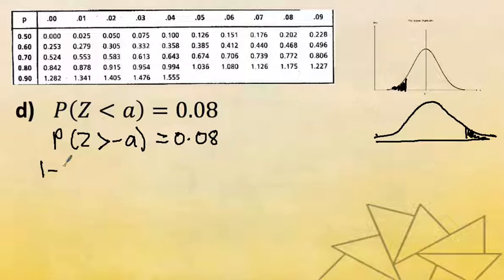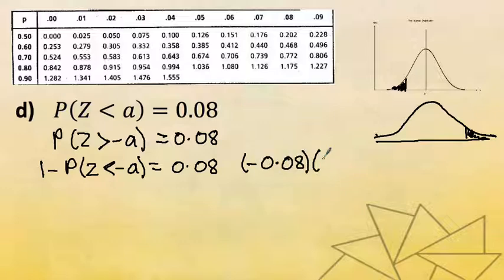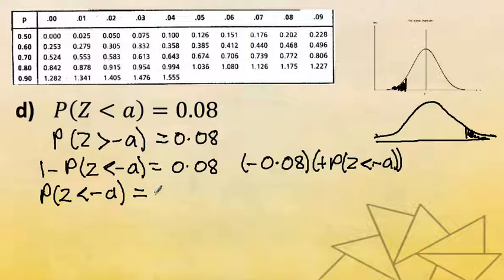This means I'm going to have to use total probability and do 1 minus the probability of Z less than minus A equal to 0.08, which means subtracting the 0.08 from both sides, not 1, and adding the probability of Z less than A, that's less than minus A, should I say, to both sides. So that I get probability Z less than minus A equals 0.92.